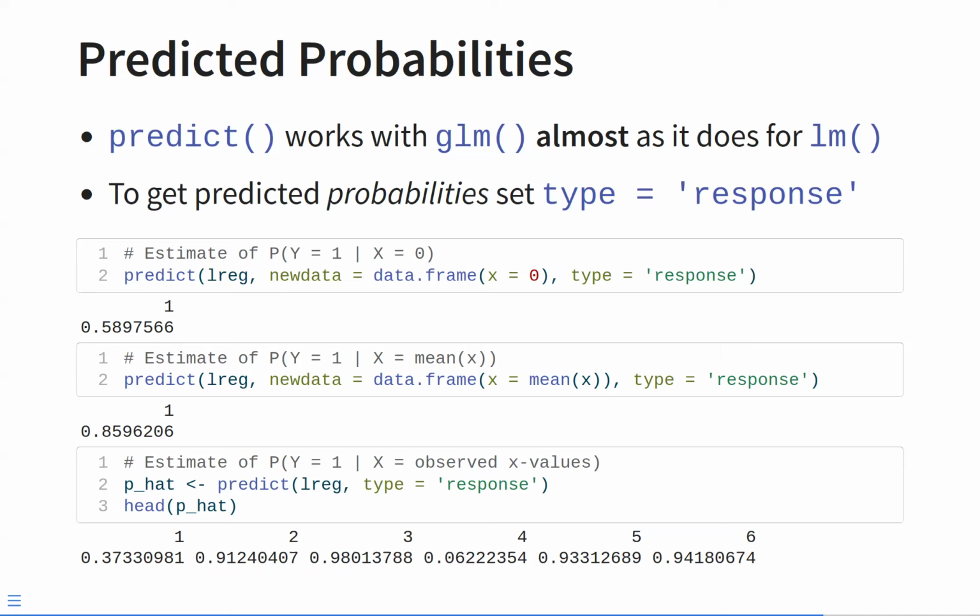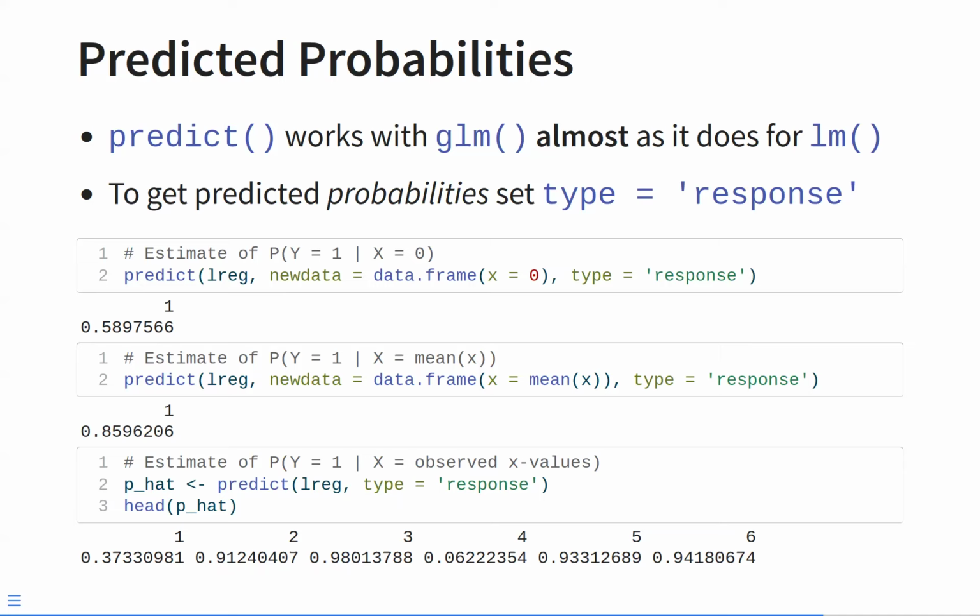So here's an example. If you want to get an estimate of the probability that y equals 1, given that x is 0, we can use predict lreg. So lreg is the regression object that we created with GLM. And then as before, as we did when we combined predict with LM, we specify the newdata argument. So there we've got to feed it a data frame, and I've given it a very simple one, data frame x equals 0. So I'm just setting x equal to 0. Then I specify type equals response, and I get a predicted probability of about 0.6, which makes sense in this context.